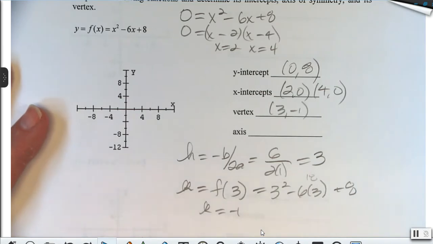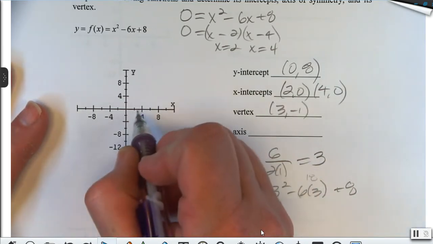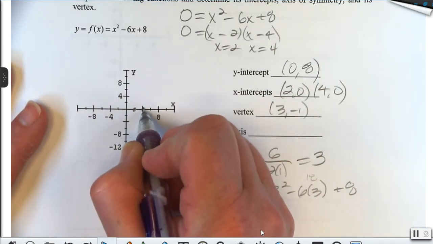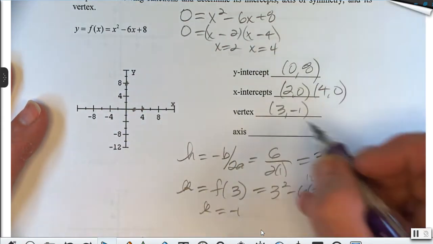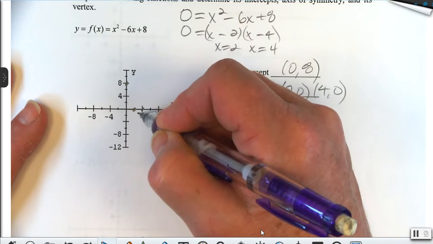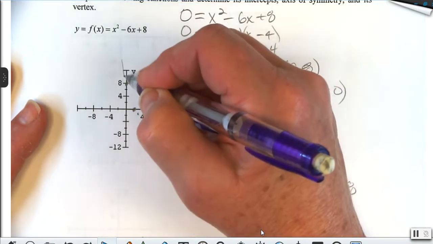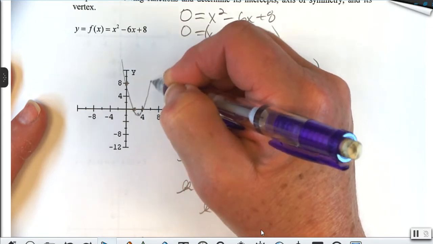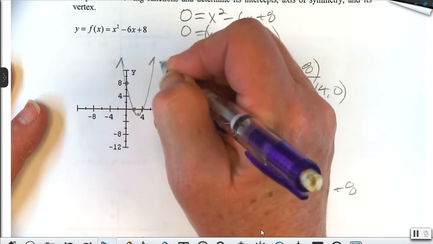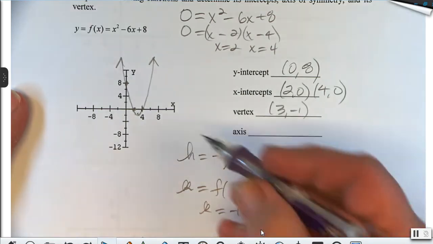Okay, so let's see if we can draw a little sketch of this. So I have x-intercepts here at (2, 0) and (4, 0). This is up here at (0, 8). Now (3, negative 1), I have to kind of approximate. Looks like it's going to go there. And if you're one of my students, you know my drawing ability is extremely limited. But this is not so bad.